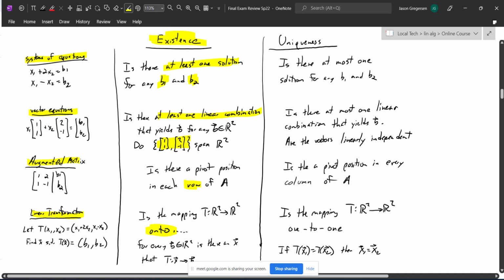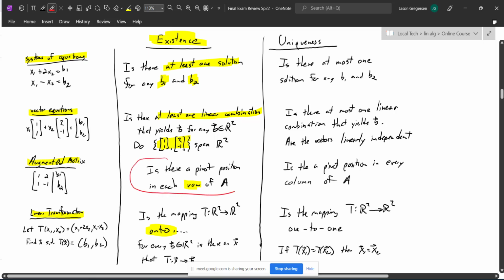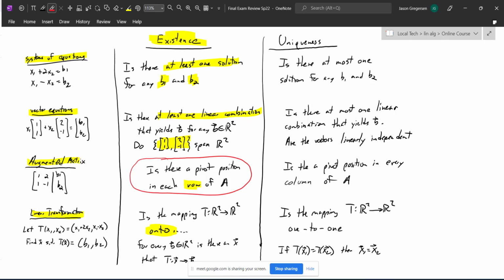So if one of those things is true, they're all true, and the easiest thing for me to check is the pivots. So in practice, if I want to figure out if two vectors span R2, I would put them into a matrix, row reduce, and see if there's a pivot in every row. If I wanted to see if a transformation was onto, I would form the associated matrix, do my row reduction, and see if there's a pivot in every row. Because if one of those statements is true, they're all true.